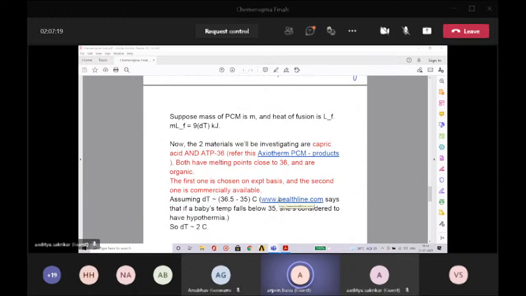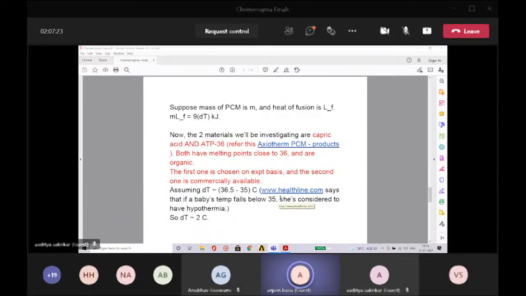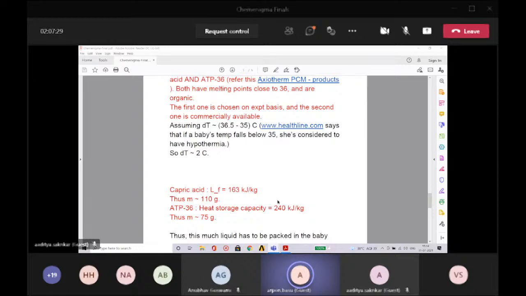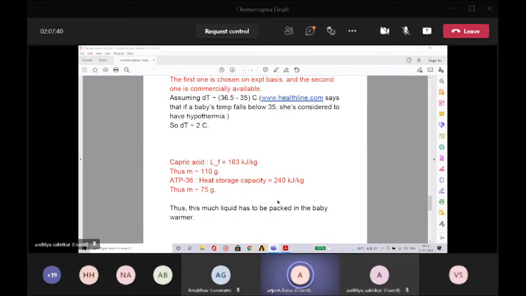Please scroll down. So based on that, we have calculated the amount of capric acid. Approximately 110 grams of capric acid and 75 grams of ATP36 will be needed in that pouch. So this is some preliminary calculations and design thought.